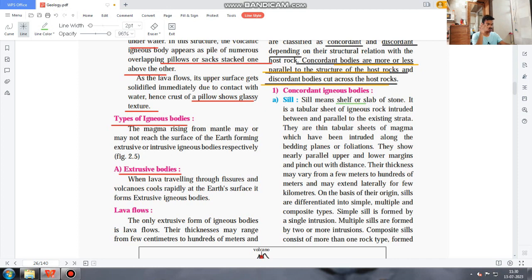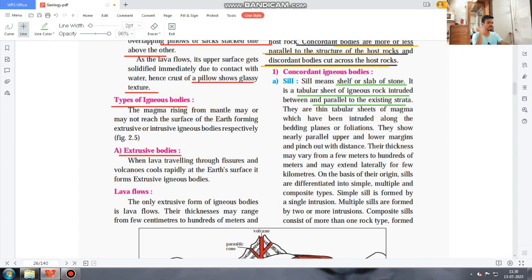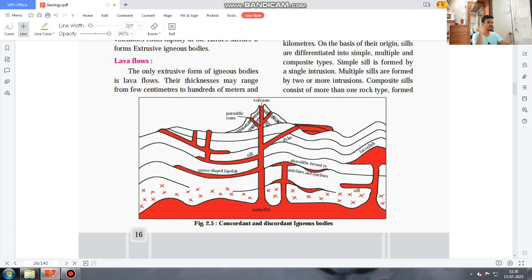Now concordant bodies are also divided into different types. The first one is sill. What is sill? Sill means a shelf or a slab of stone. It is a tabular sheet of igneous rock between parallel existing strata. Concordant means they are more or less parallel, so sill is parallel to the host rock.